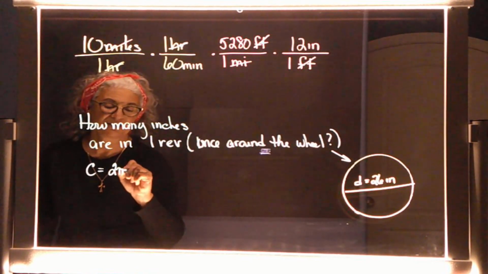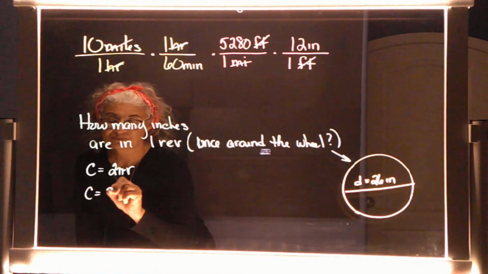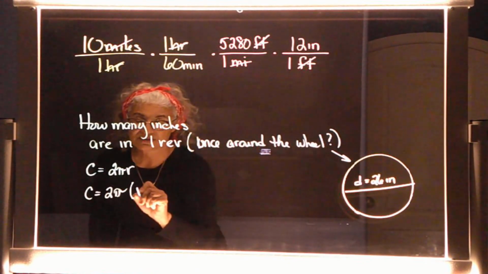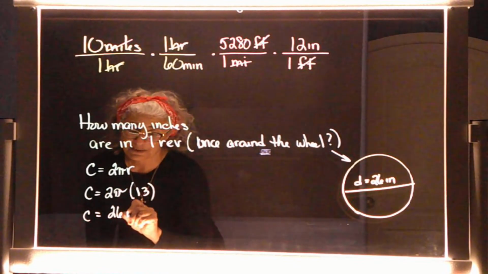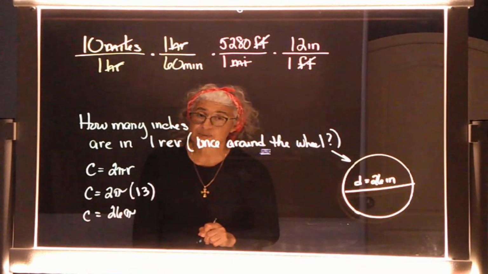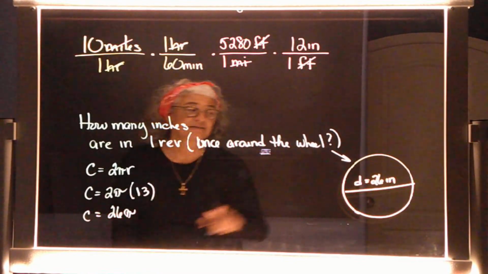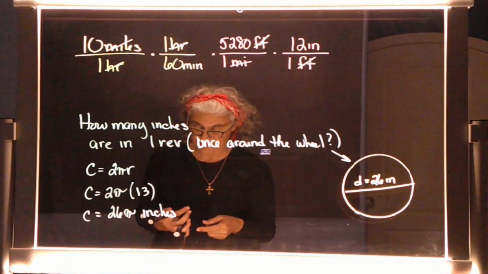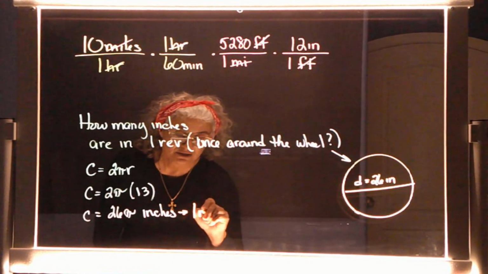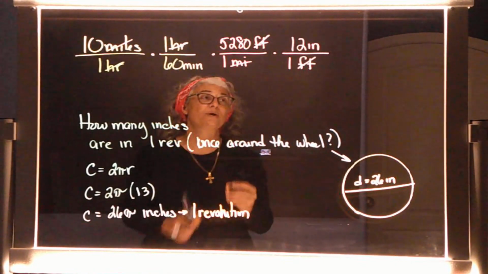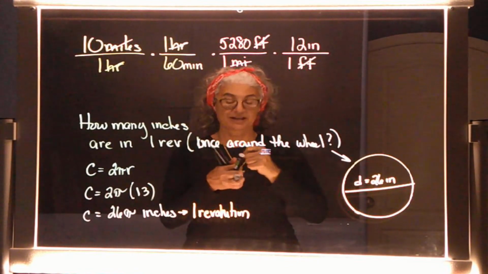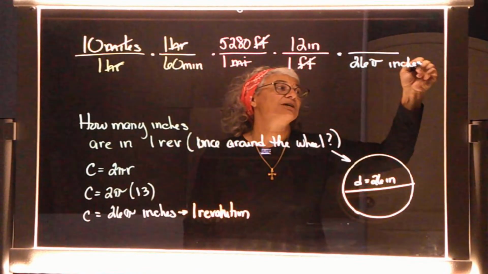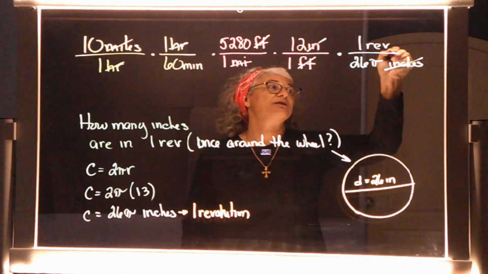So circumference is 2 pi times r, isn't it? Well, r is 13, isn't it? Because that's half of 26 inches. Which leads me right back to 26 pi. Now, 26 pi is the circumference, right? What units is it in? Inches. So the circumference around this wheel is 26 pi inches in 1 revolution. Which means I am going to multiply this last part by 26 pi inches on the bottom, so I can cancel inches on the top, and that's equivalent to 1 revolution.